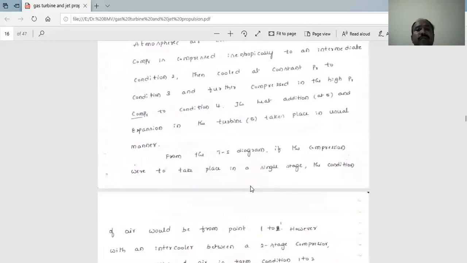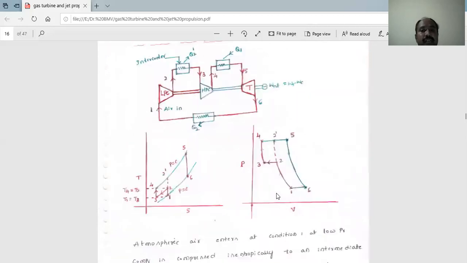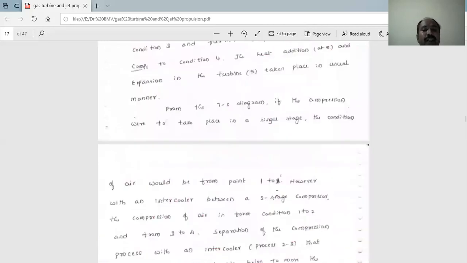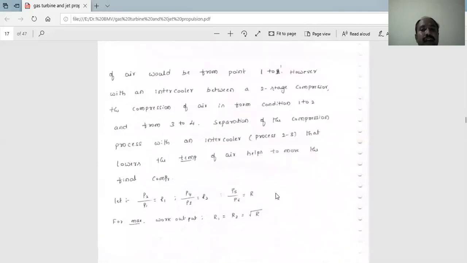Okay, these are the methods to improve the efficiency of the gas turbine. First one is reheating. Second one is regenerator, regeneration. And the third is multi-stage compression process. Like that, there are three different methods to improve the efficiency of the gas turbine.